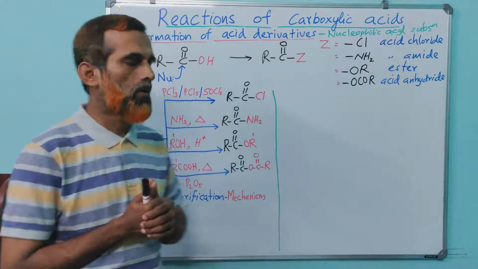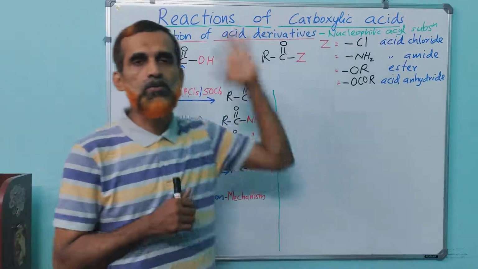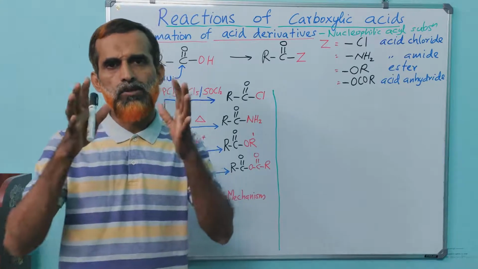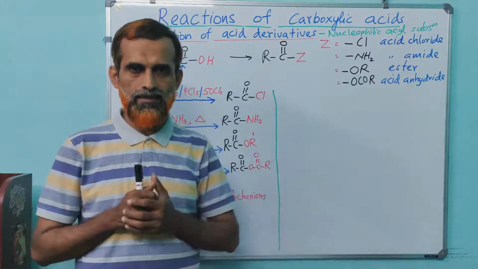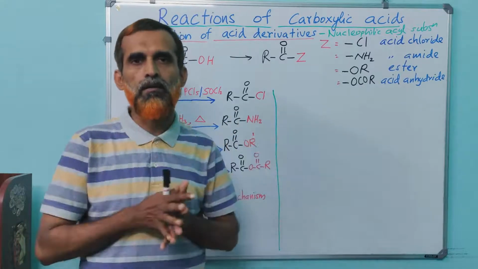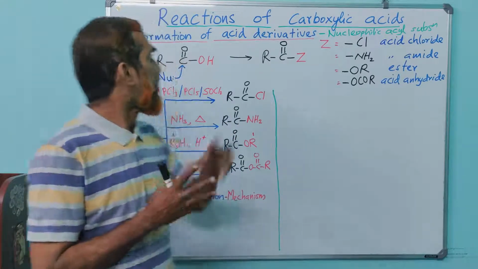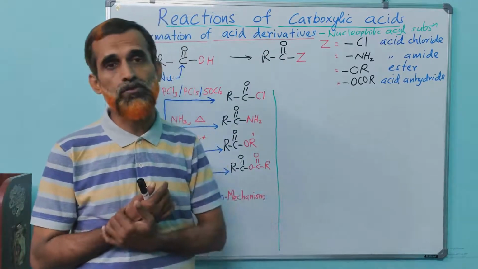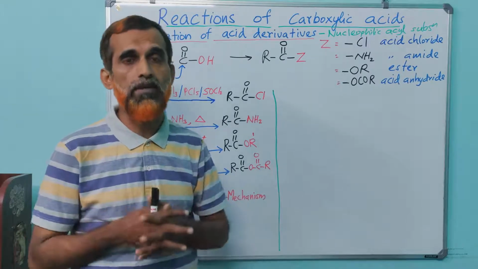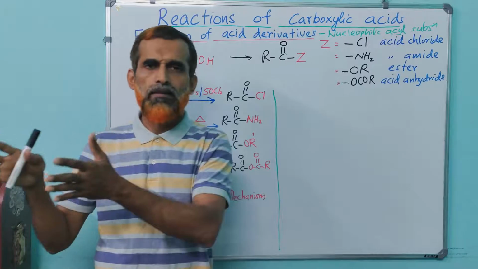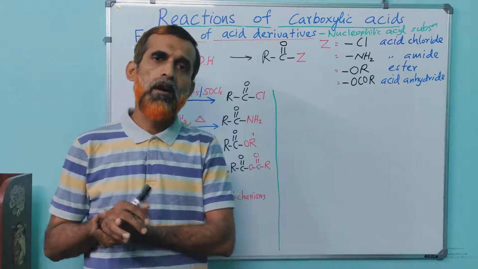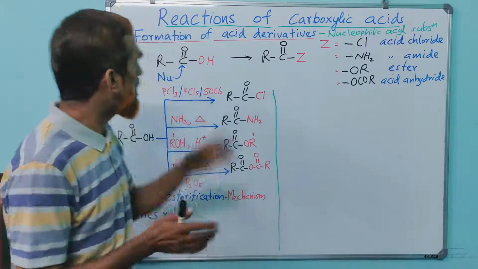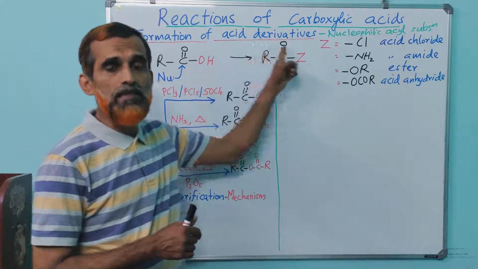In this video, we discuss reactions of carboxylic acids. We can divide reactions of carboxylic acid into two categories. The most important reactions include formation of acid derivatives, carboxylic acid derivatives, or we can call functional derivatives, and the second type are special reactions that we'll discuss in another video. Here we discuss only formation of acid derivatives.